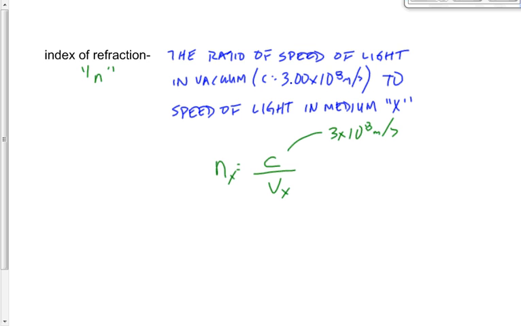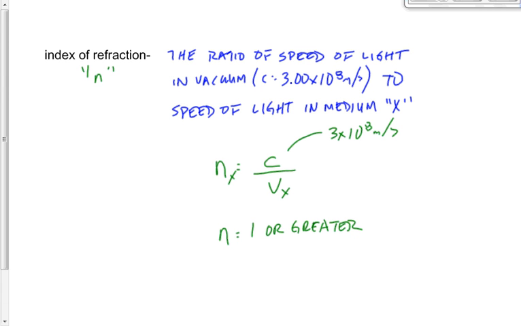Everything else is going to have a value that's lower than 3 times 10 to the 8, and that gives us an index of refraction that will always be 1 or greater. If you get an index of refraction in a problem that's 0.75, you're wrong. 0.99, you're wrong. The lowest it can be is 1, because the best you can do for the speed of light in something other than a vacuum is 3 times 10 to the 8, and that's in air, which gives you an index of refraction of 1. Otherwise, it's going to be a smaller number, and it's going to go up.